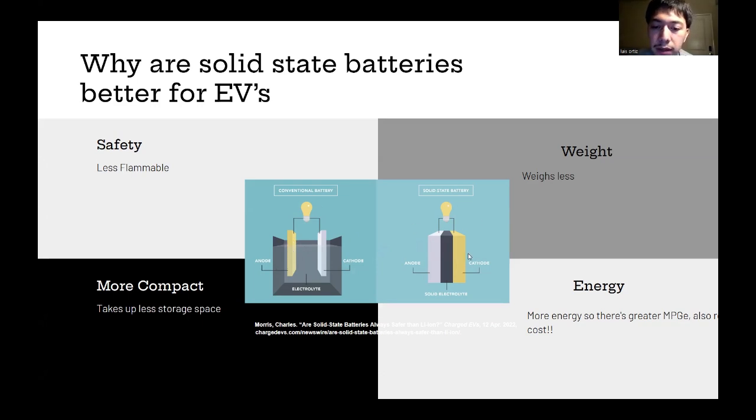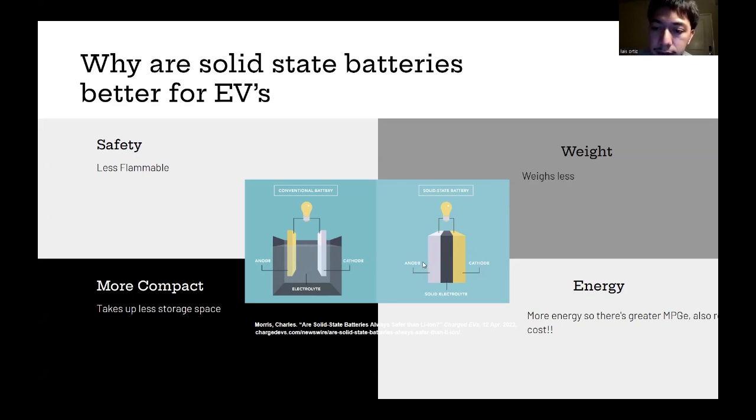The reason solid state batteries are better is that they're much safer, because here we see it's compact and there's not a lot of liquid flowing around, and this liquid is very flammable. So if the car catches fire, the liquid battery will more likely be flammable than solid state batteries, which are more compact and don't have much going on on the outside. So it's a lot safer to have solid state batteries.